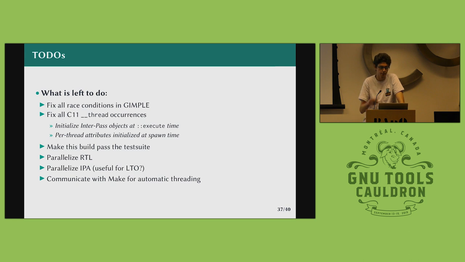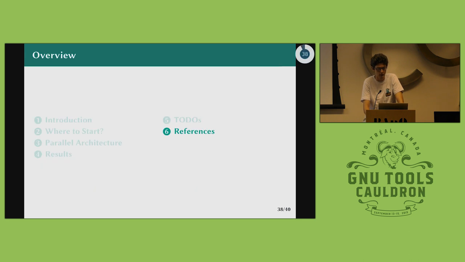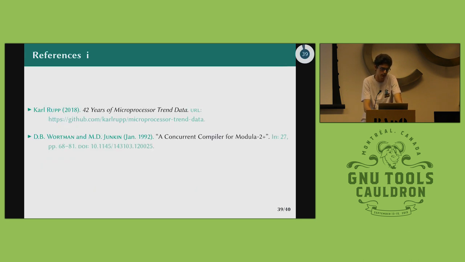And communicate with make for automatic threading, because we can then know whether to spawn more or fewer threads according to how many files we have in the project. And these are our references, the paper which I showed before, and the graphic.